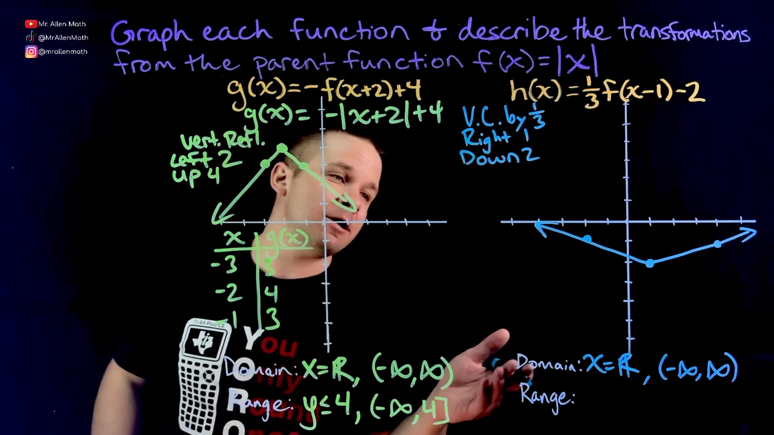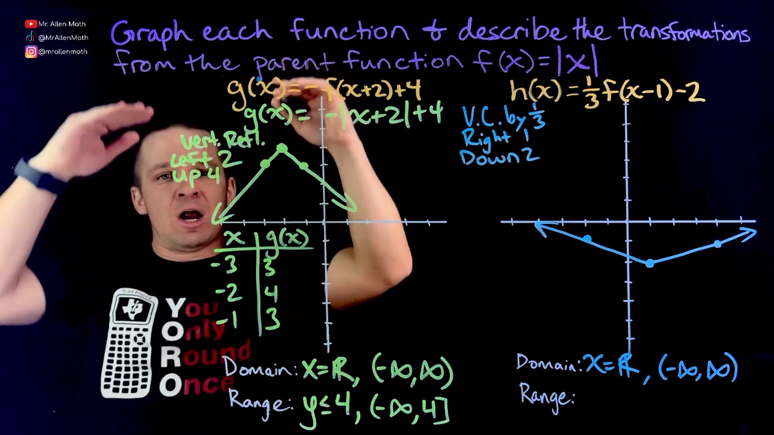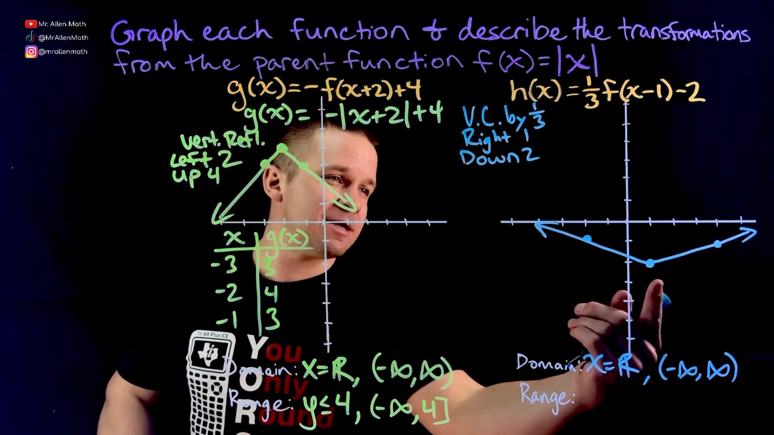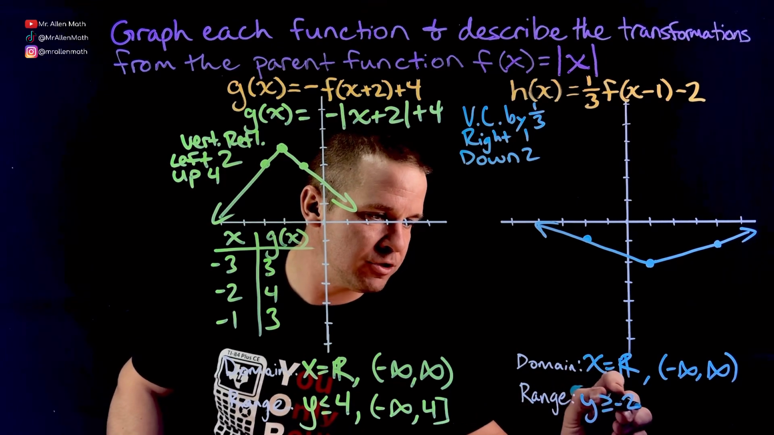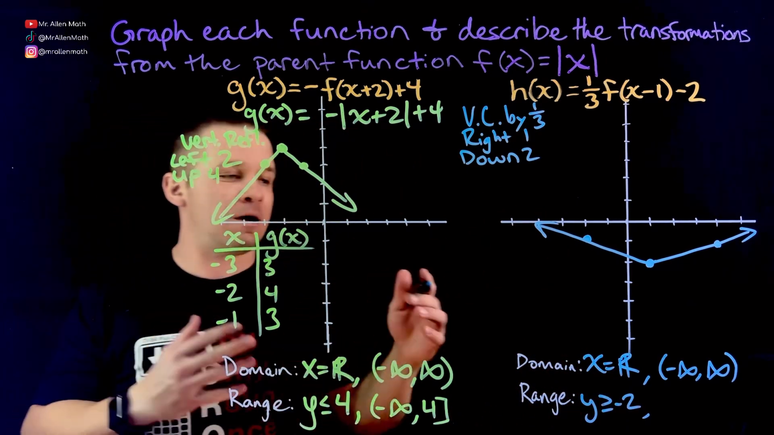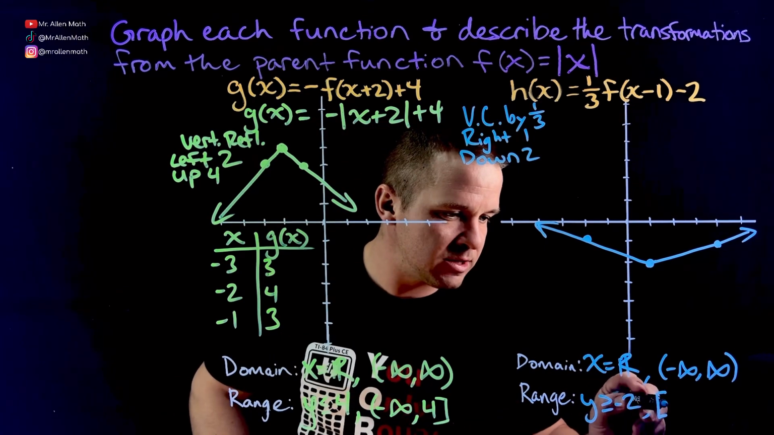All right. Range. Does it ever stop going up or down? Low point is -2. So my range is going to be y is greater than or equal to -2. I am including that point there. And then interval notation will be starting at -2.